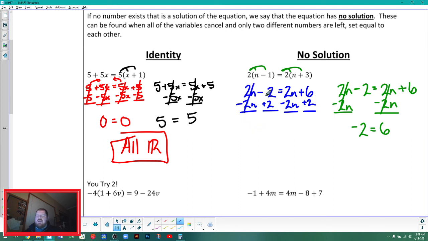2n minus 2n cancels, 2 minus 2 cancels, so I have nothing over here. Okay, 2n minus 2n cancels, and here I get 8. These two things do mean the same thing, and it all comes down to say that what you have doesn't work out. All the variables canceled, everything went away, we have no solution.